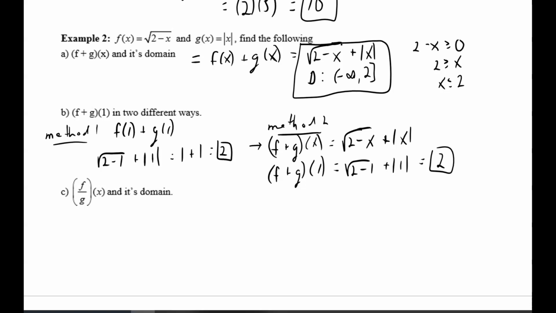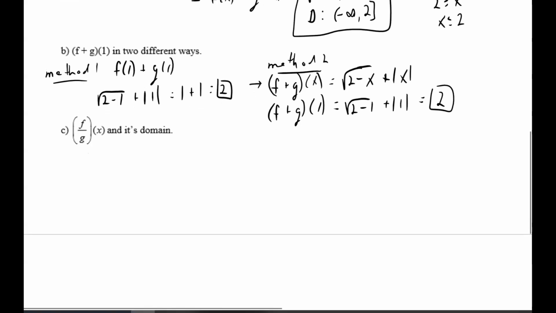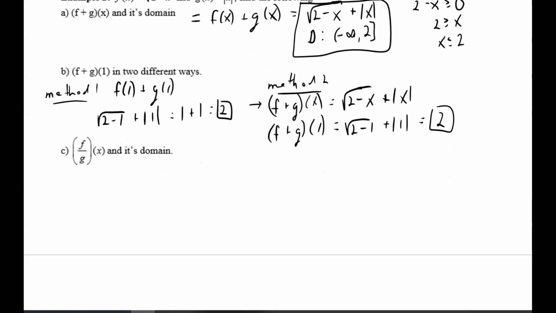This is a function, and while most functions have names like f of x, g of x, h of x, this particular function has the name f plus g. Okay, let's look at one last example here. Let's take f of x and g of x and look at their quotient, and the domain. So f of x over g of x would be the square root of 2 minus x over the absolute value of x. And just a good exercise to practice with your domain.